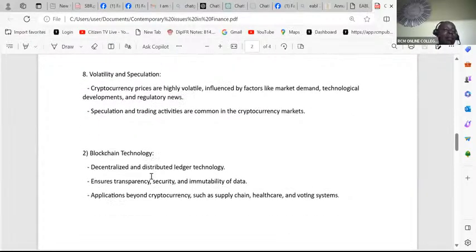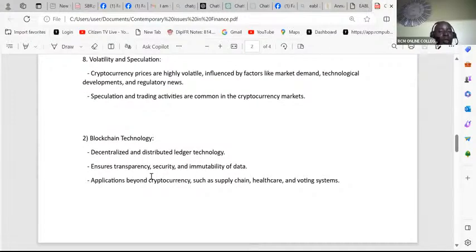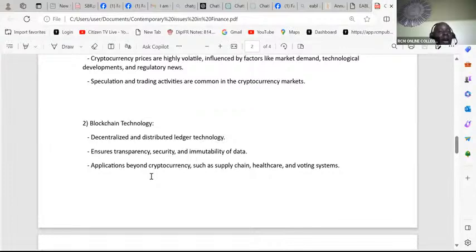We are repeating this again: blockchain technology, decentralized and distributed ledger technology, ensures transparency and high security because of the cryptography, and the immutability of data, you can't change it. Applications beyond cryptocurrency such as supply chain, healthcare, and voting systems. Like I've told you, Sweden and many other developed countries are using blockchain technology on their land transactions. If you go to Dubai today, their pharmacies, most of their hospitals are connected.